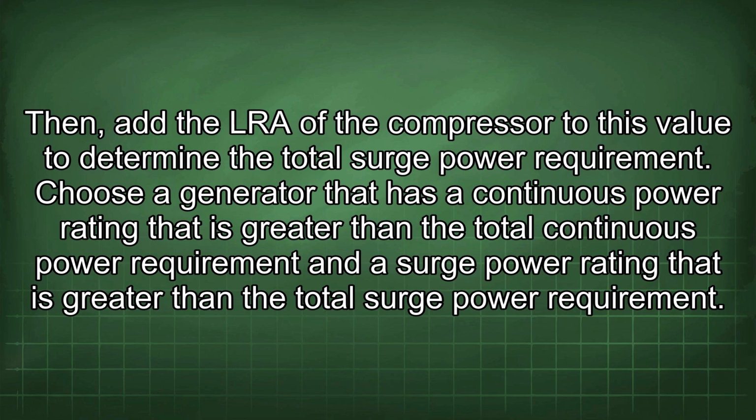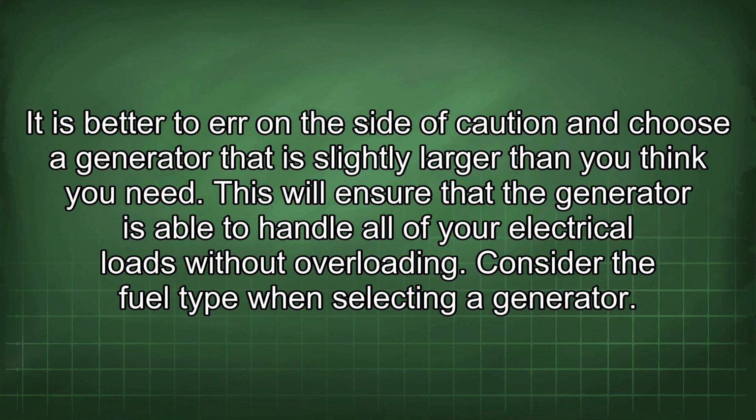Choose a generator that has a continuous power rating that is greater than the total continuous power requirement and a surge power rating that is greater than the total surge power requirement. It is better to err on the side of caution and choose a generator that is slightly larger than you think you need. This will ensure that the generator is able to handle all of your electrical loads without overloading.